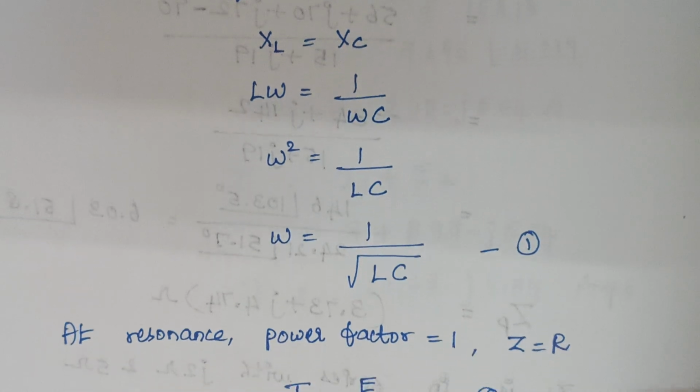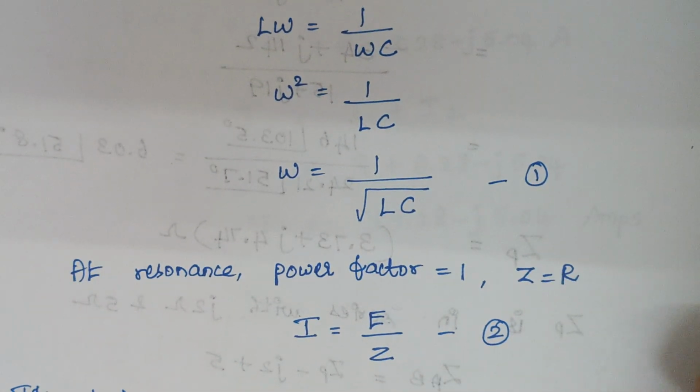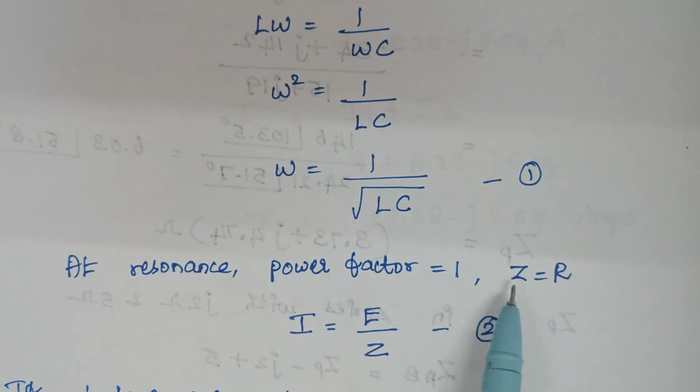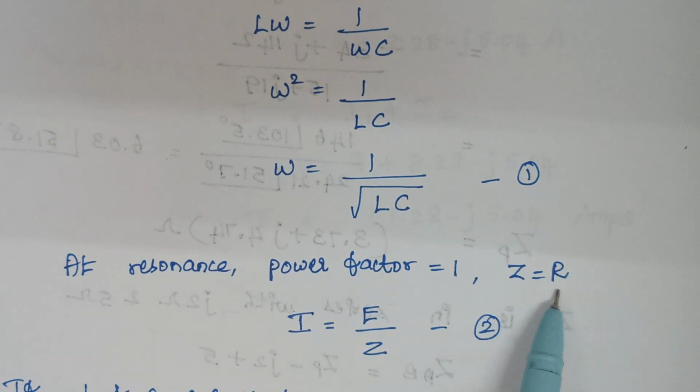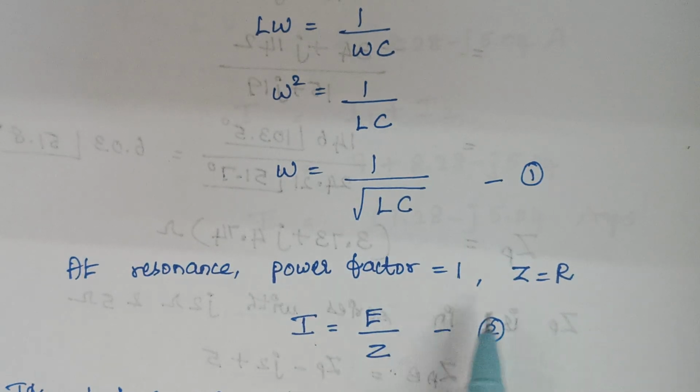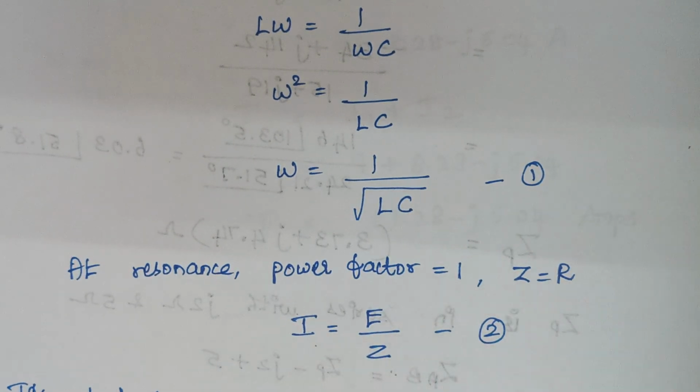Now, what happens to the power factor at resonance? At resonance, the value of power factor is 1 because the entire impedance value is simply equal to R here. Therefore, the value of I is given as E by Z. In other words, we can even write E by R because Z is equal to R here.